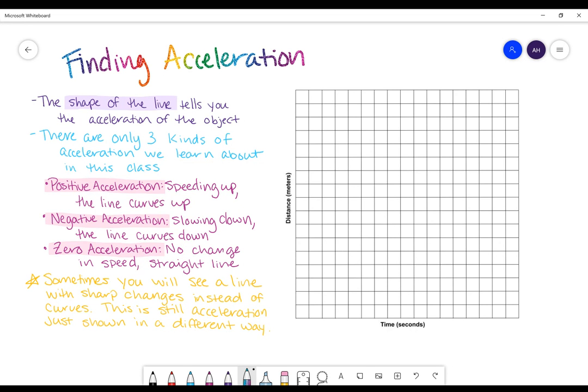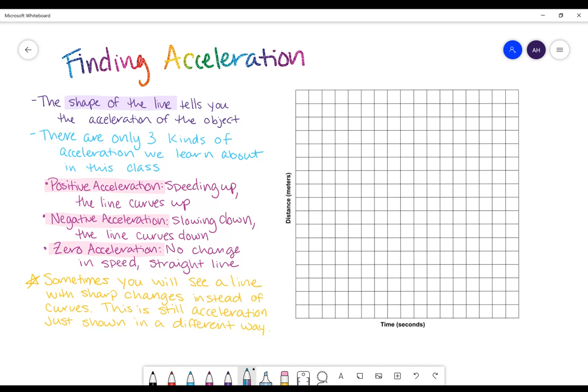Positive acceleration means that the object is speeding up, so the line on the graph would curve up, just like this one does. I showed you in class, and it's in the notes, a really easy way to figure out whether the line is curving up or curving down: put eyes over the top of it. In this case, it makes a smiley face. That means it's positive acceleration.